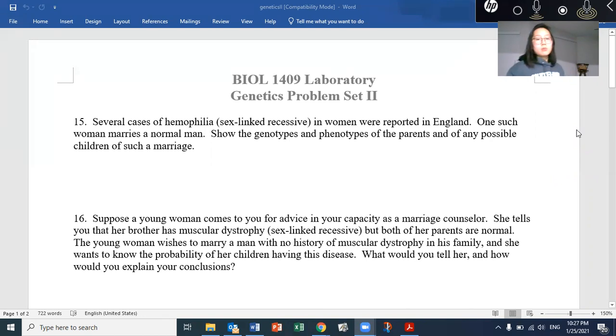Okay, starting off in problem set 2, number 15. I know it's kind of weird the number started later, but it helped me differentiate between problem set 1 and problem set 2 just by glancing at them. So, several cases of hemophilia, which is a sex-linked recessive, which means we're going to be talking about X chromosomes and Y chromosomes, in women were reported in England. One such woman with hemophilia marries a normal man or a non-hemophilic man. So, show the genotypes and the phenotypes of the parent and of any possible children of such marriage.